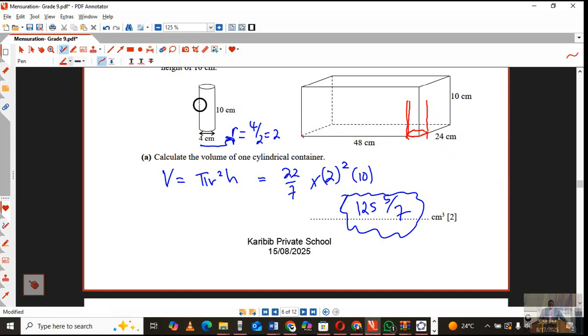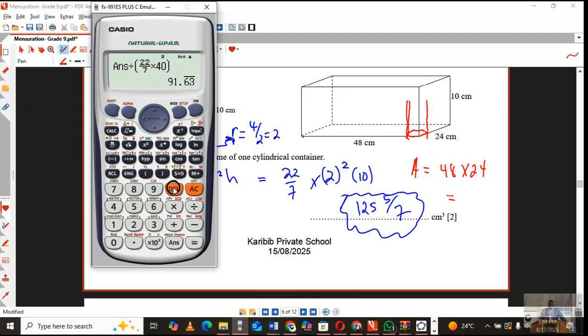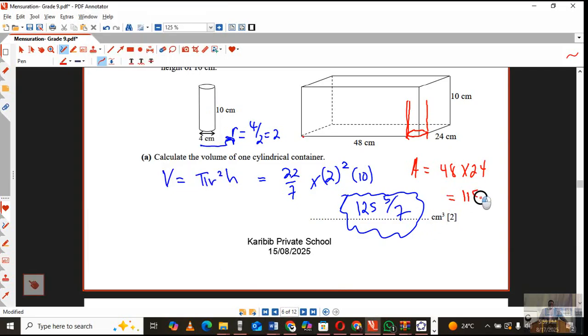And what is the area? Okay, I wasn't doing a particularly good job. The area is 48 times 24. Okay, so let's look at the area. So you have 48 times 24. Good. That's the area, 1152. That's the area here.